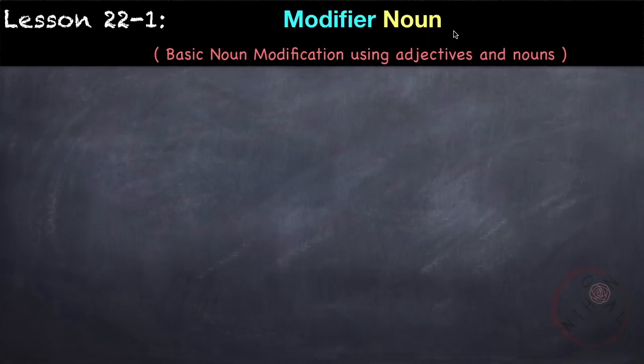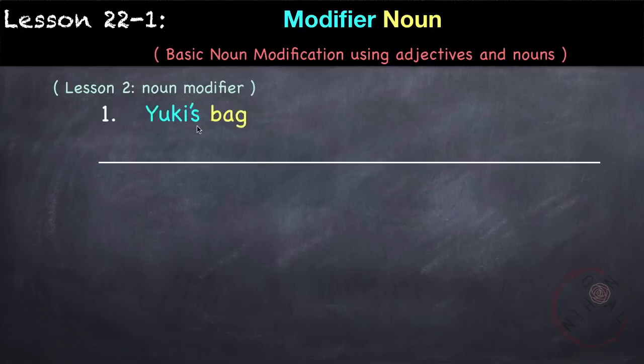First, let's review how to modify nouns using adjectives and other nouns, which we've learned in Lesson 2 and Lesson 8. In Lesson 2, we learned how to modify nouns using another noun, such as Yuki's bag. So here we're describing bag as Yuki's. Yuki no kaban. If the modifier is a noun, we follow that by no.